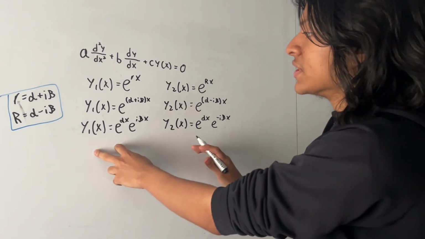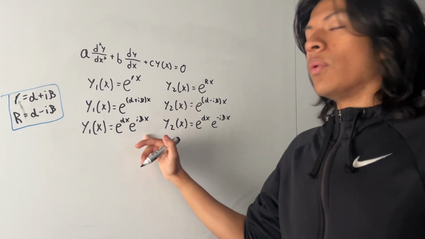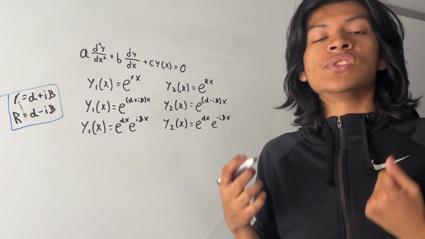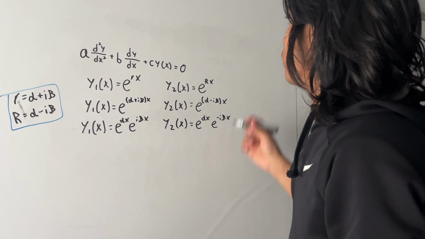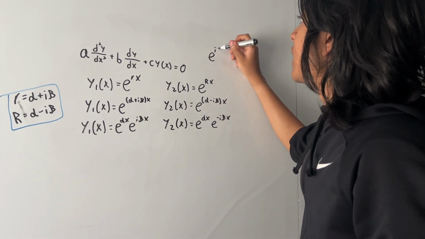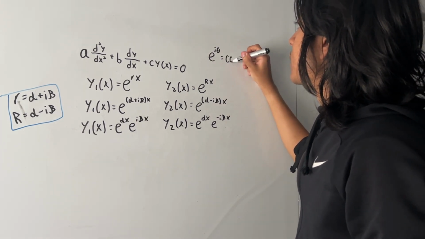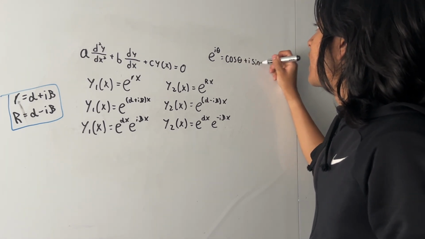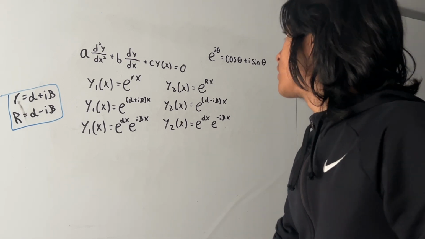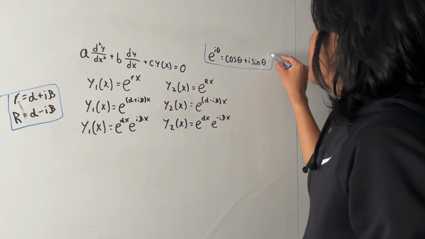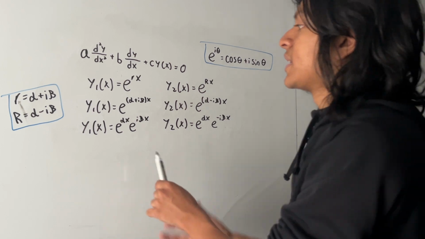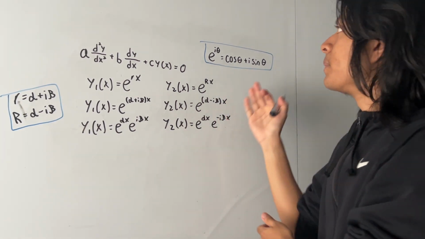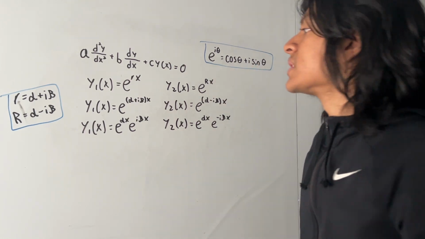Okay, so now we have these two. What we're going to do here, if you're not familiar with it, is use Euler's formula. Euler's formula is e to the i theta is equal to cosine of theta plus i sine of theta. This is what we're going to use to get more real numbers, I suppose, from this.